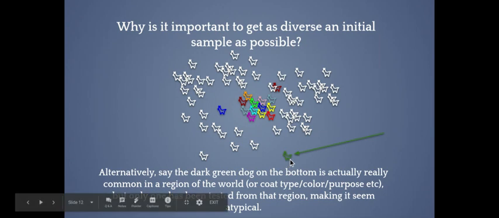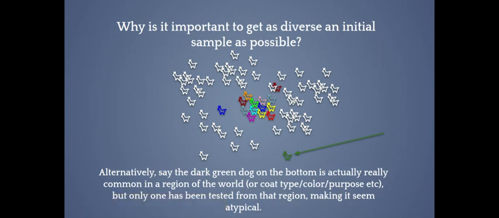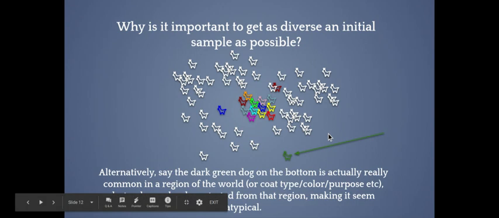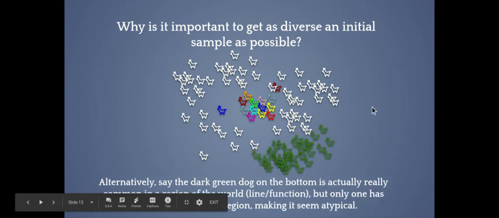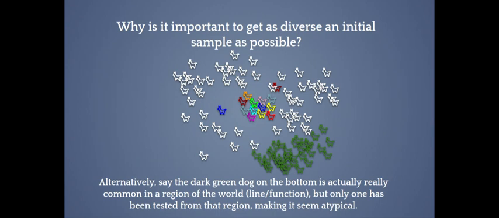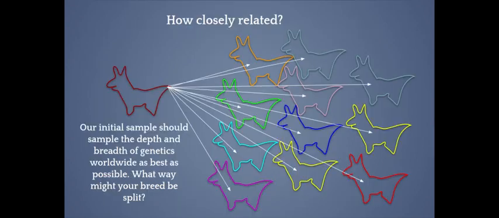Alternatively, let's say this dark green dog at the bottom here is actually really common in a region of the world, or say it's a particular coat type or color, or it's a performance dog, and we did not do a very good job sampling that. It'll make it seem like it's very atypical. Alternatively, if that dark green dog is really common for a region of the world, or for a specific color or function, but there's only one that's been tested, it'll make it seem like it's atypical when it's really actually very typical. Our initial sample should sample the depth and breadth of genetics worldwide as best as possible.